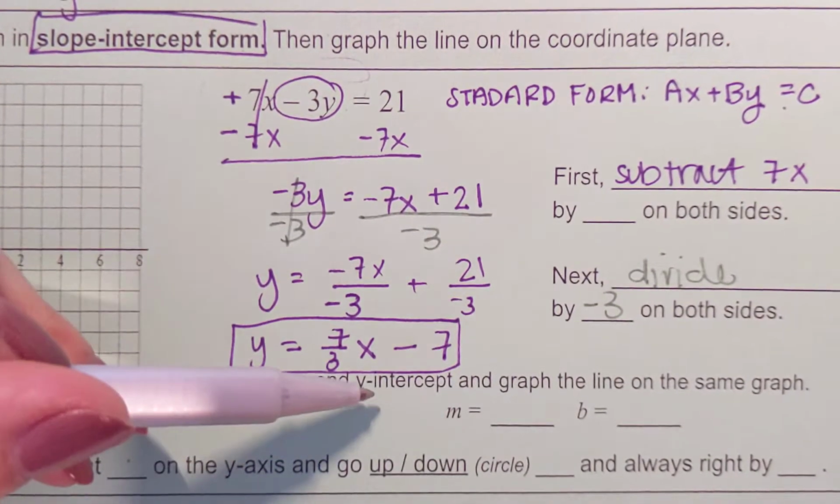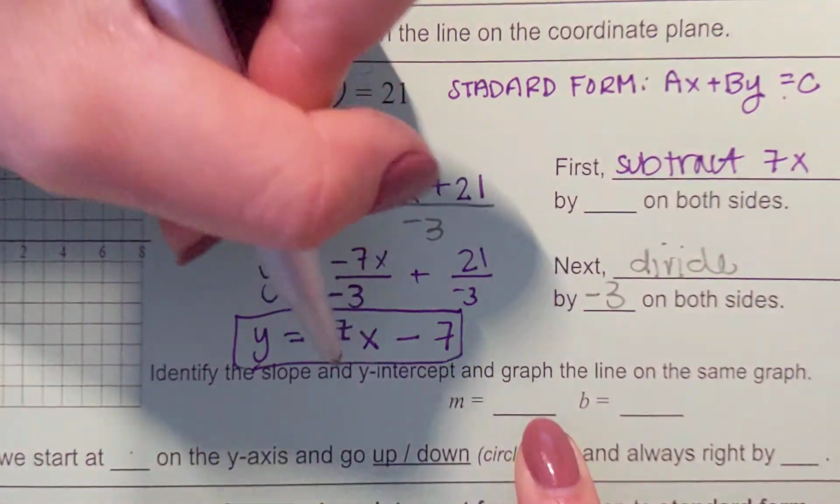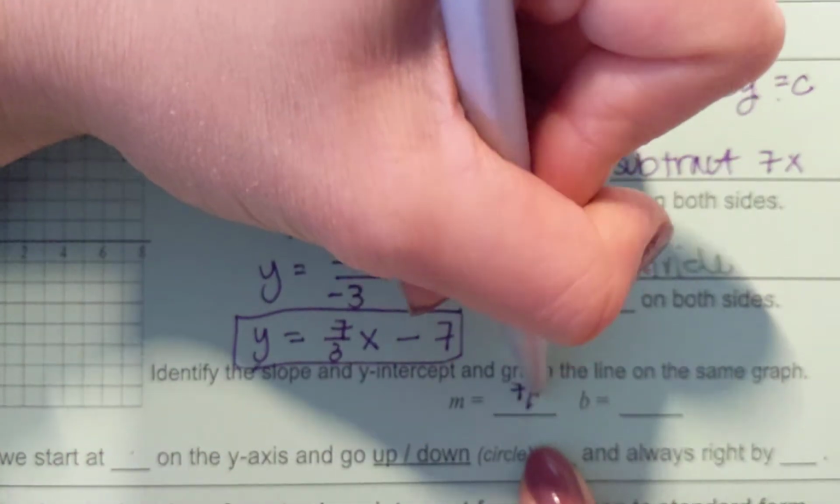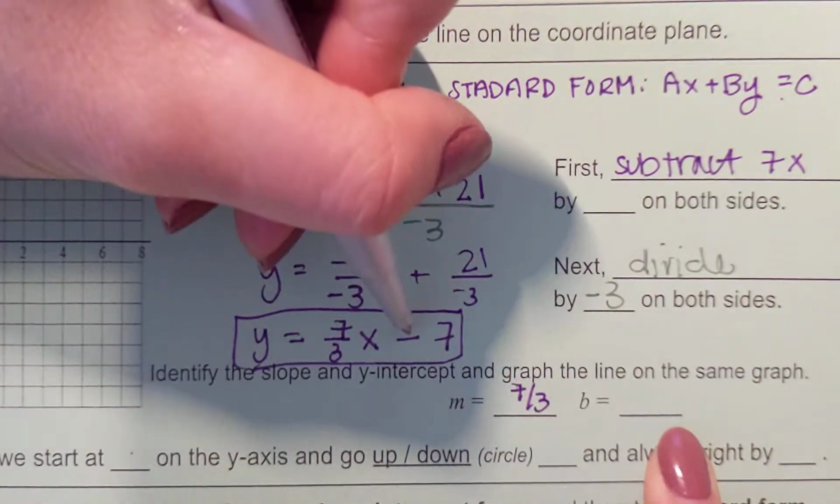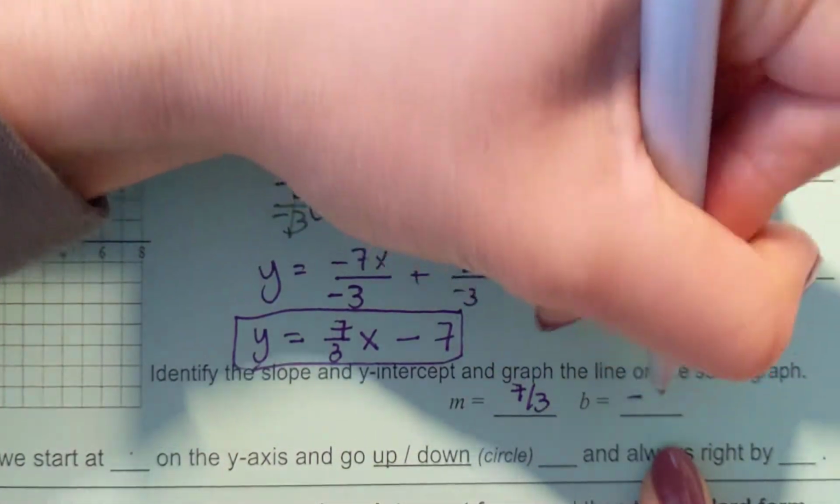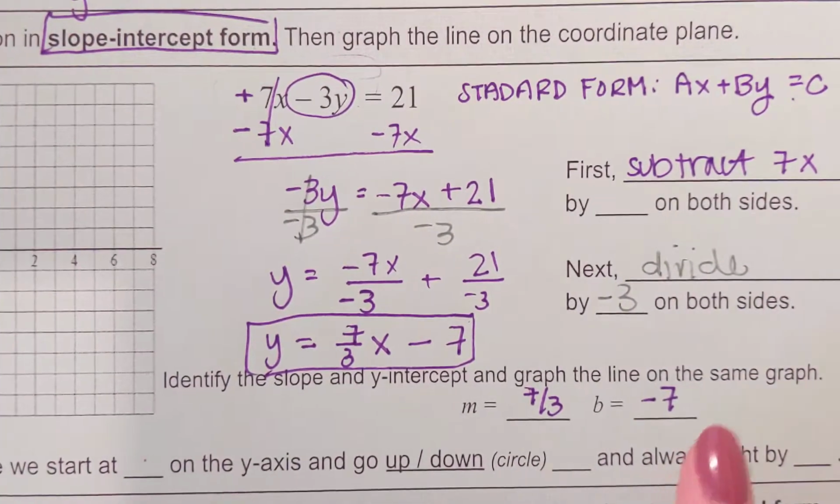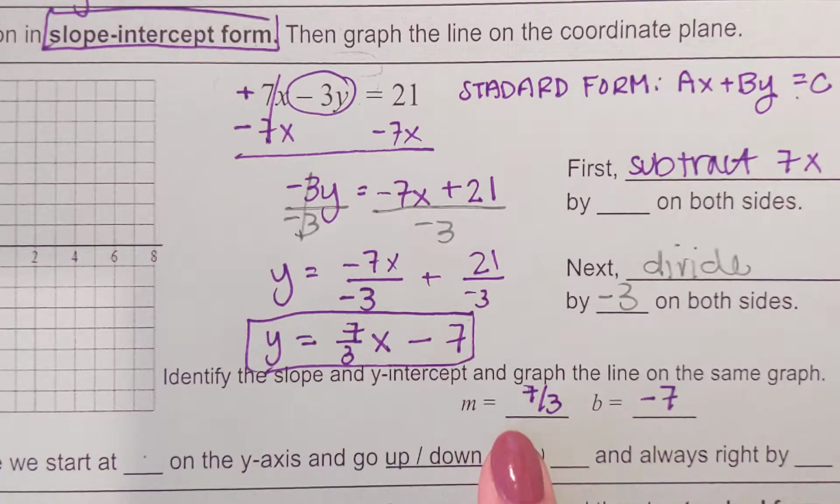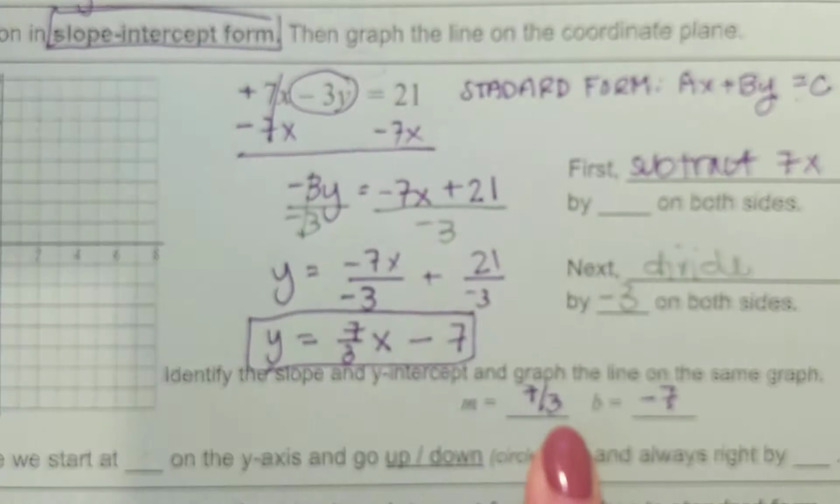Identify the slope and y-intercept, and graph the line on the same graph. M is the number in front of x, that's 7 over 3. B is the number that doesn't have any variable, and that's -7. We're going to graph it. So I have my y-intercept and my slope. 7 is my rise, 3 is my run.